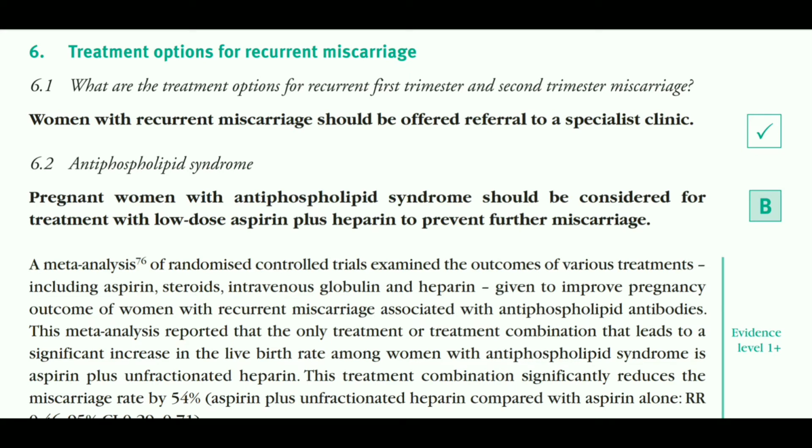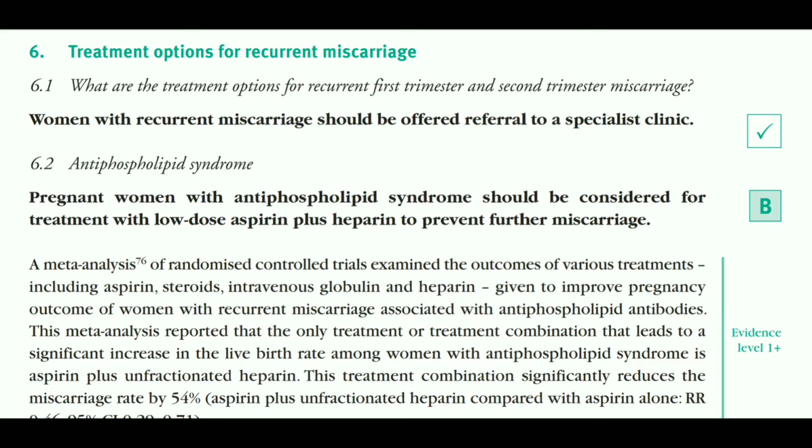Now, antiphospholipid syndrome. Pregnant women with antiphospholipid syndrome should be considered for treatment with low-dose aspirin plus heparin to prevent further miscarriages. A meta-analysis of the randomized controlled trials examined the outcome of the various treatments, including aspirin, steroids, intravenous immunoglobulin, and heparin, given to improve the pregnancy outcome of women with recurrent miscarriages associated with antiphospholipid antibodies. The meta-analysis reported that the only treatment or treatment combination that leads to a significant increase in live birth rate among women with antiphospholipid syndrome is aspirin plus unfractionated heparin.